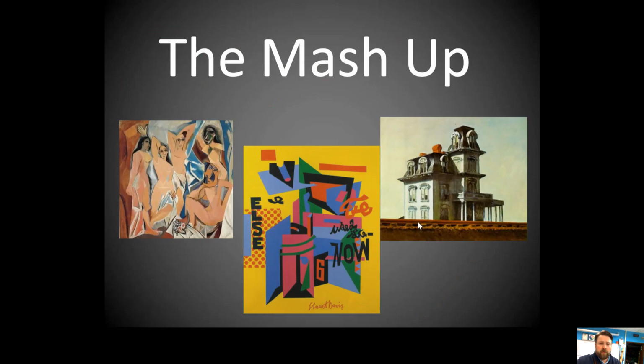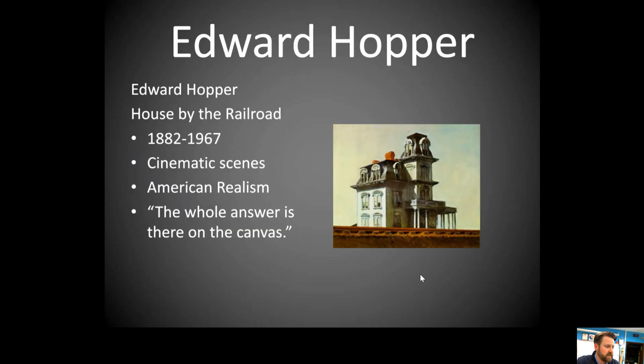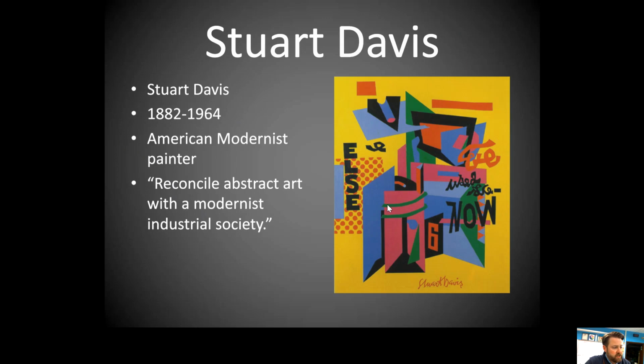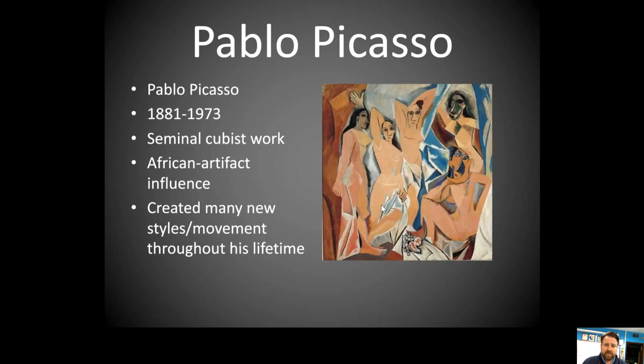Okay, so if I were going to do this assignment with you right now, I could pick 3 famous artworks. One could be one I like, one could be one I hate, and one could be just another random one. This is by Picasso, this is by Stuart Davis, this is by Edward Hopper, all 3 famous artists. And I gathered a little information about each one of these artists. That's an important step.